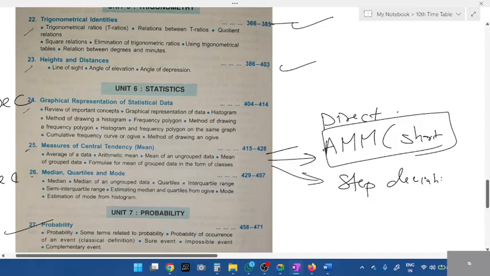Can you see the screen, all of you? Is it being shared? All of you respond. Is it being shared? Okay. Graphical representation. This is your syllabus. Graphical representation of data. Data is those numbers, values.